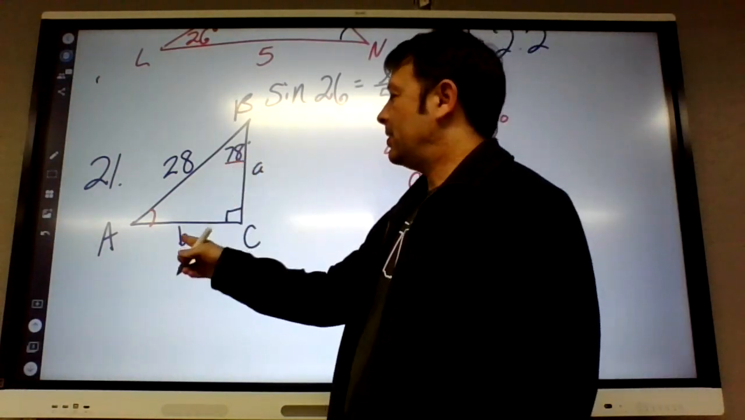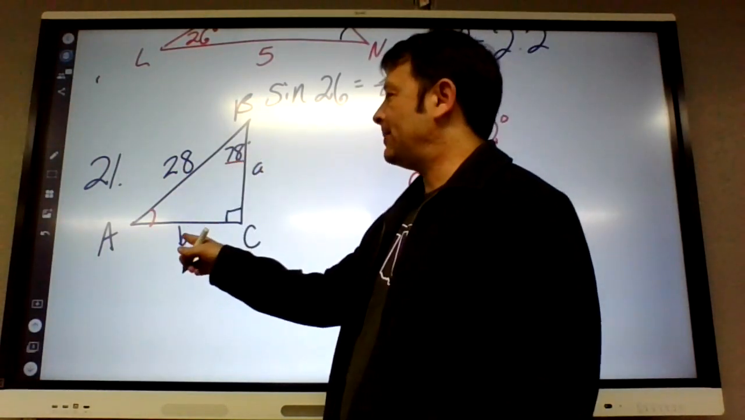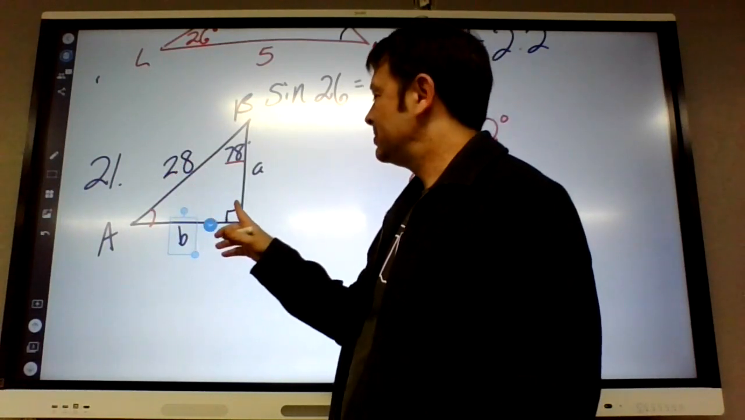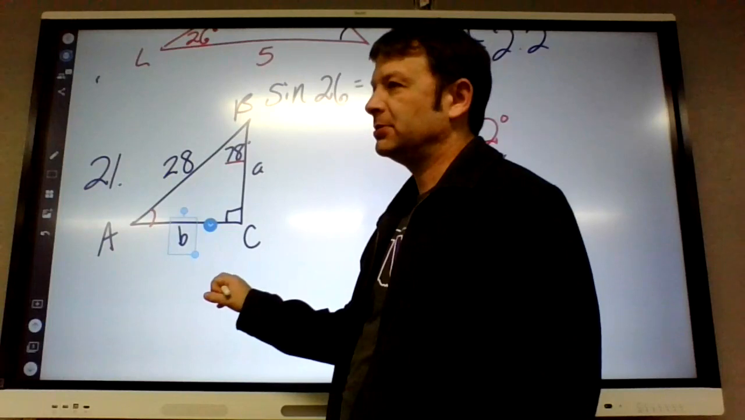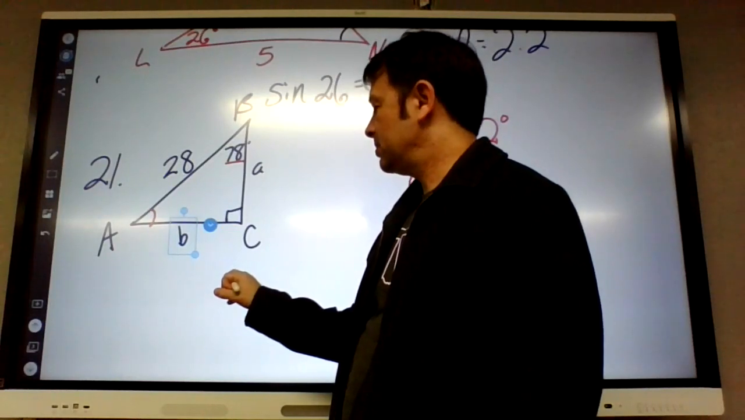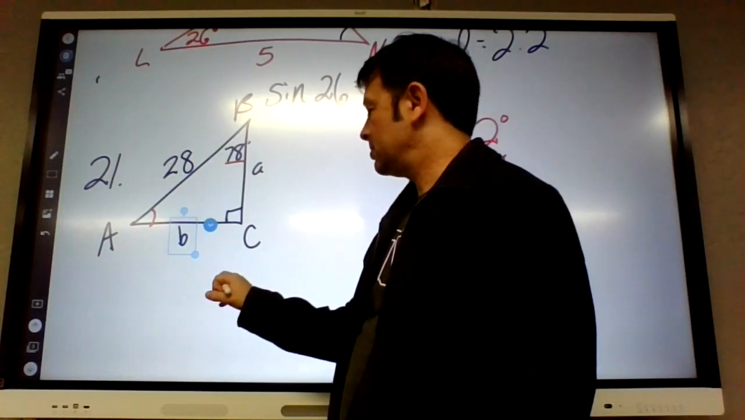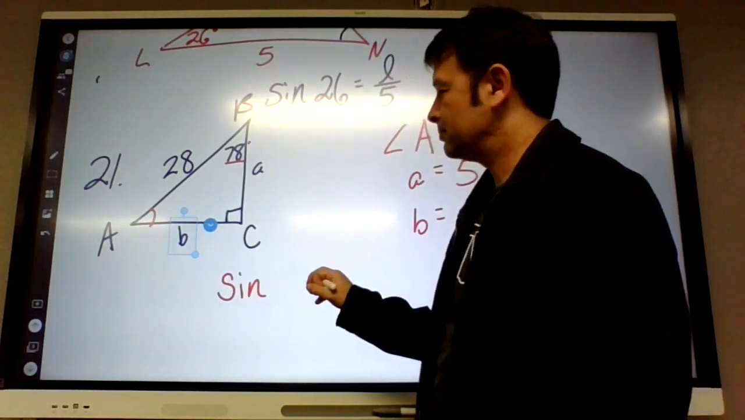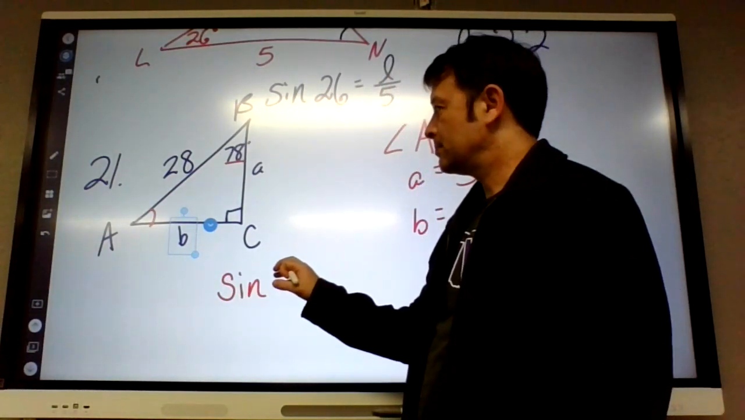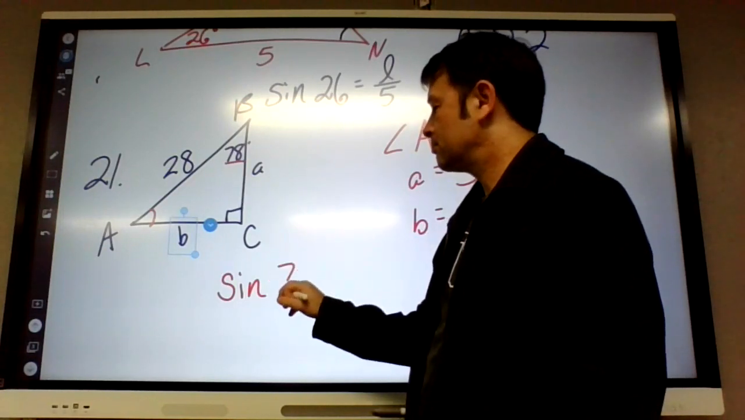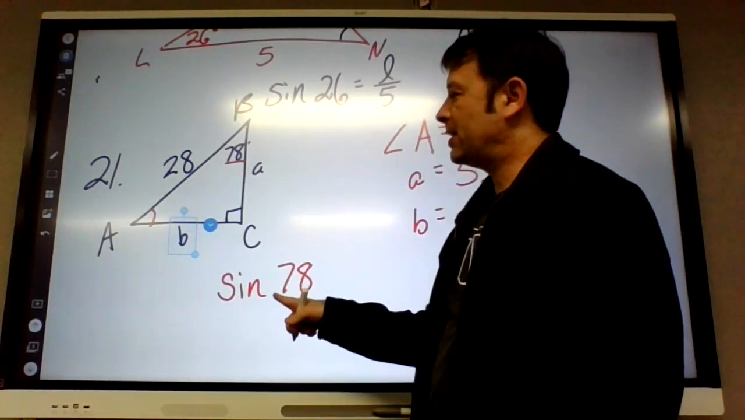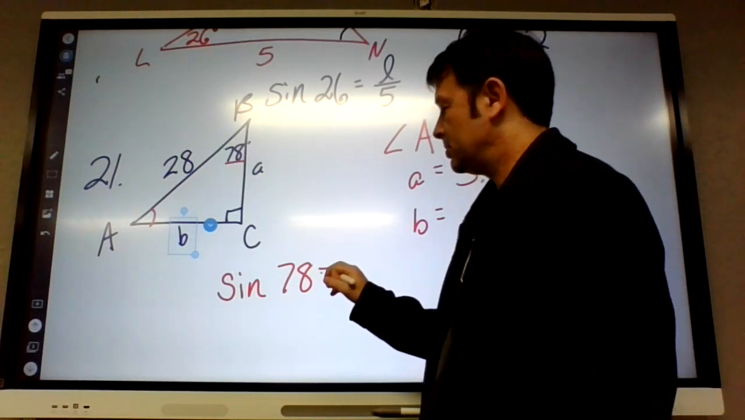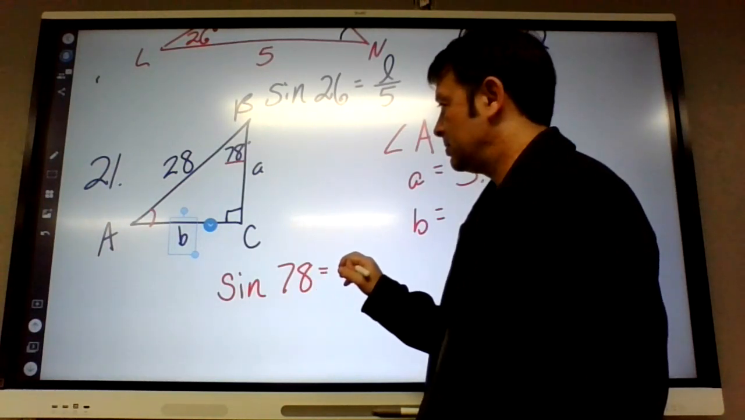Opposite and hypotenuse is cosine? Wait, no, cosine, opposite. Oh my gosh. Okay, that would be sine. Sine B. Sine of the angle equals opposite over hypotenuse, equals 78 over 28.